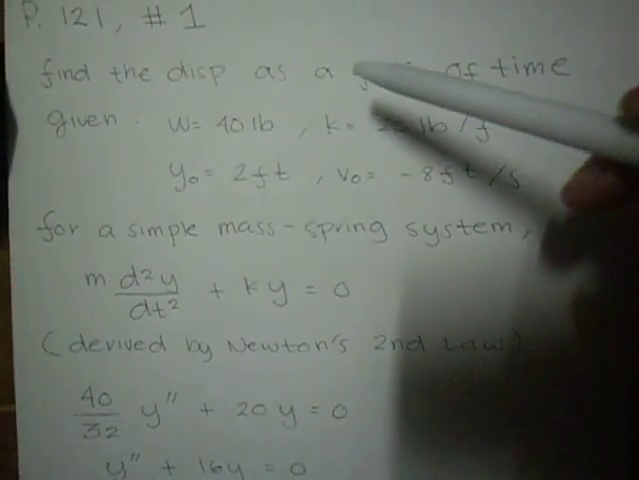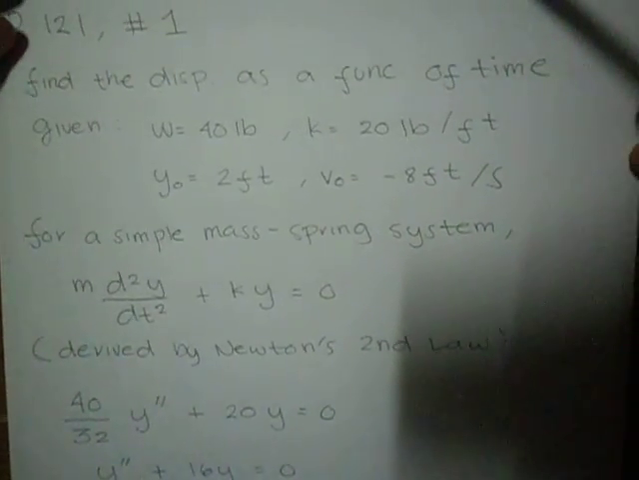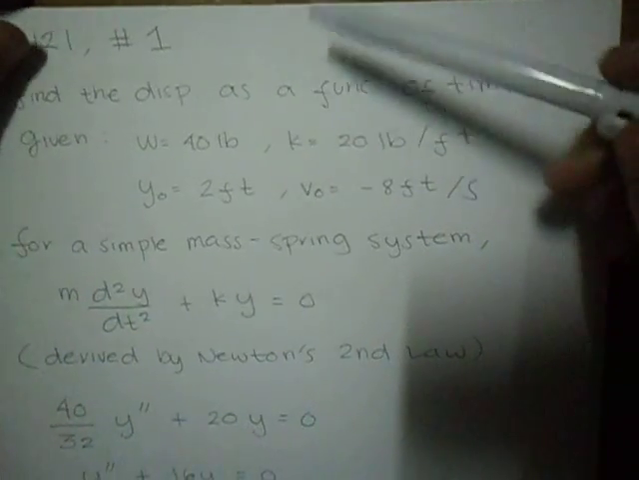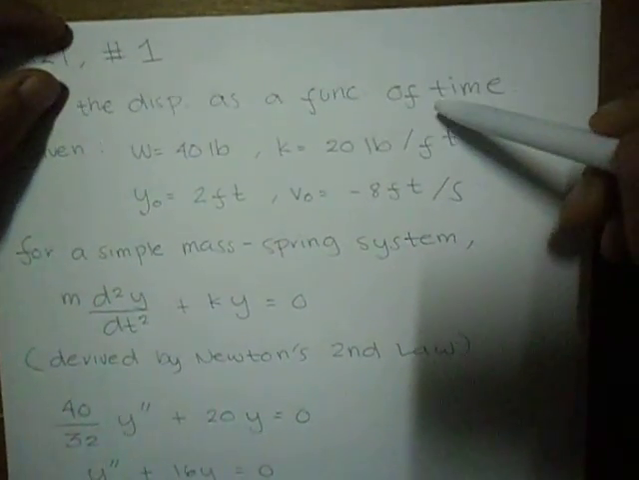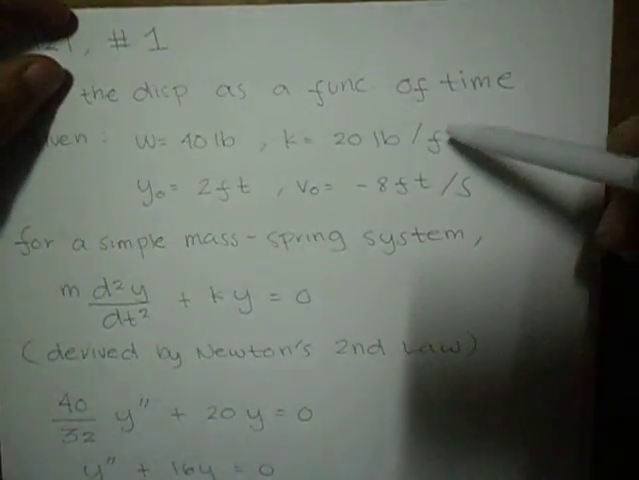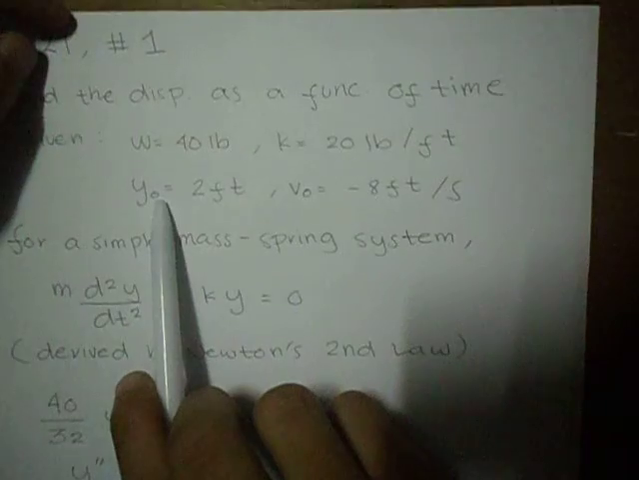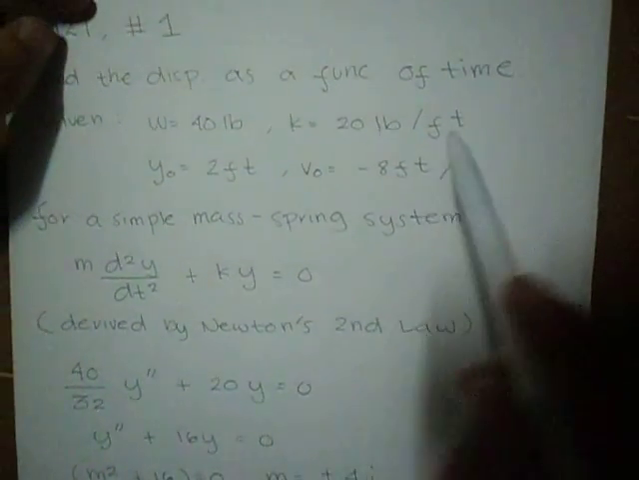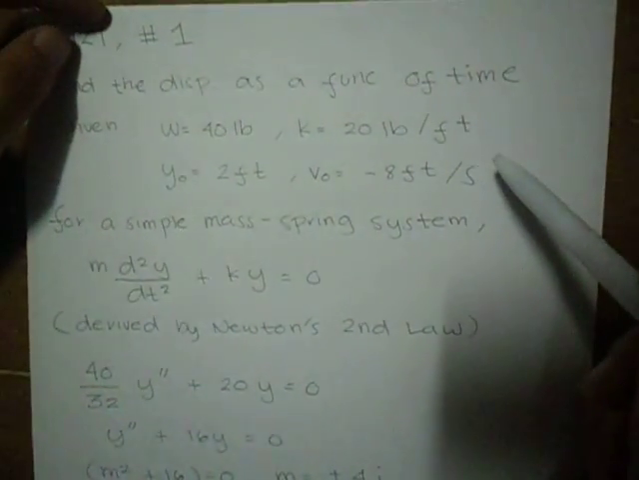Problem 121, number 1. Find the displacement as a function of time given weight is equal to 4 pounds, k is equal to 20 pounds per foot, and y sub o here is 2 feet and v sub o is negative 8 feet per second.